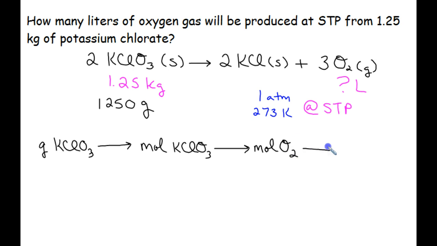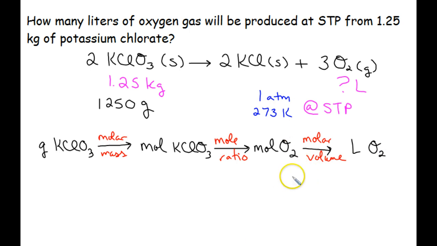And because we are at STP, now I'm going to write what we were using. Again, because we are at STP, we can use a special relationship called molar volume to get liters of O2. Molar volume says that 1 mole at STP has a volume of 22.4 liters, any gas, as long as it's at STP.